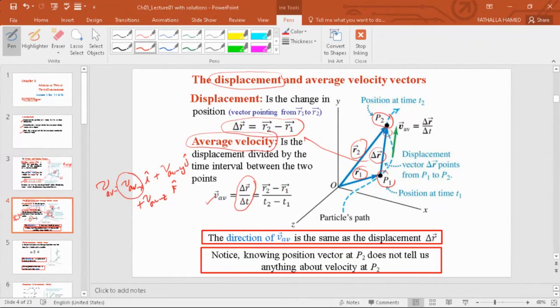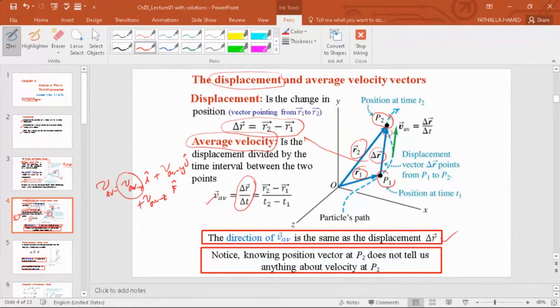Now, what is the direction of this average velocity? Well, the time here is a scalar, but delta r here is the vector. So the direction will come from the direction of delta r. And that's why we say here that the direction of your average velocity vector is in the same direction as your displacement vector, delta r.